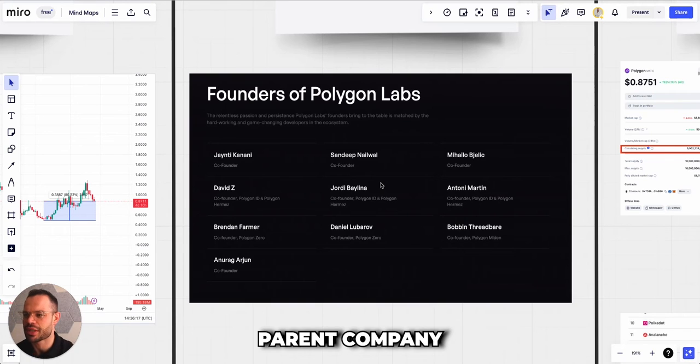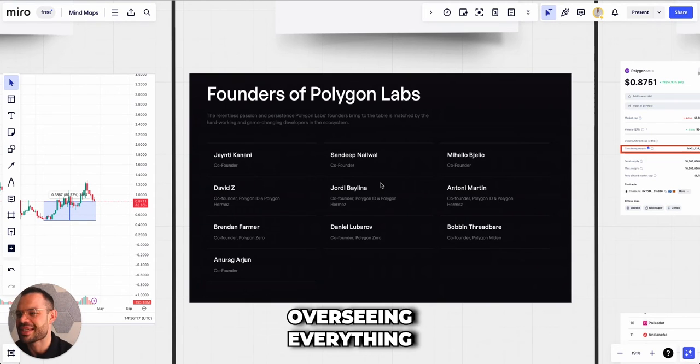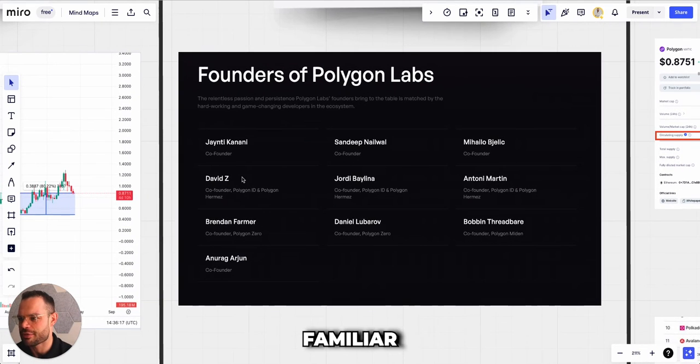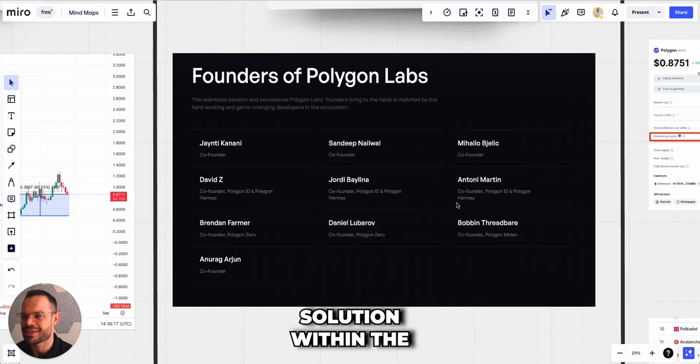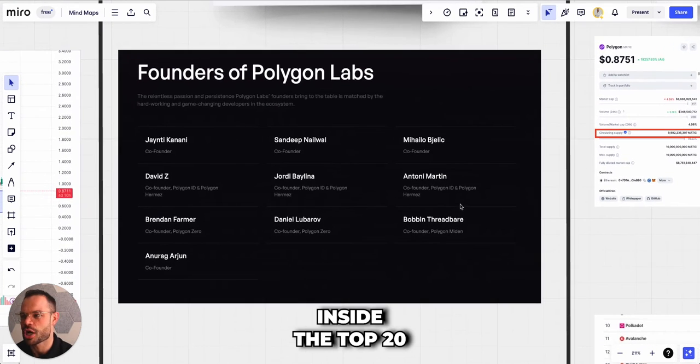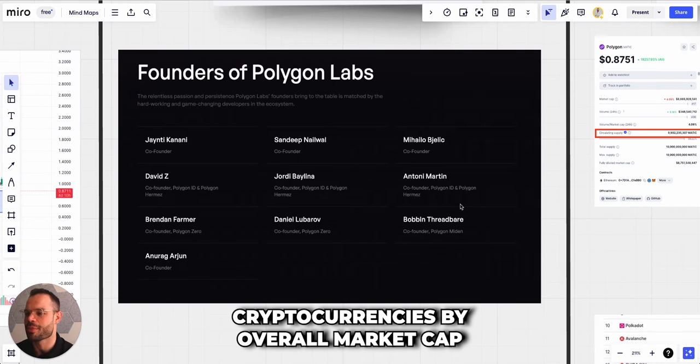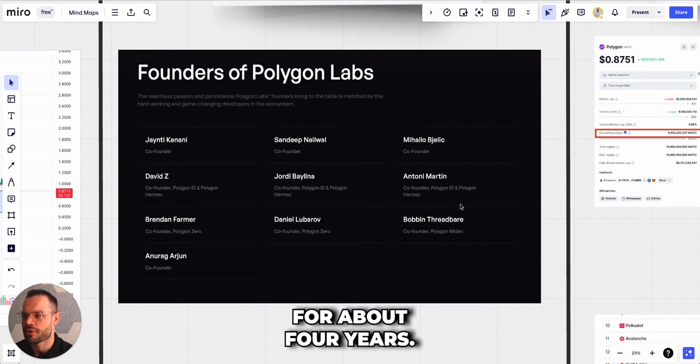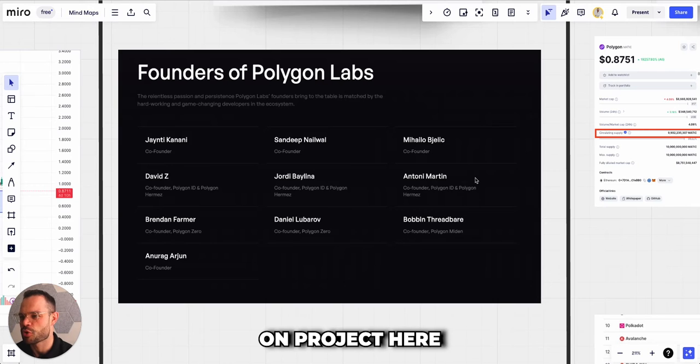Taking a brief look at the team behind Polygon, we have Polygon Labs, which is kind of like the parent company overseeing everything to do with the Polygon network and the MATIC token. I'm not overly familiar with a lot of these people, but they have established themselves as a very robust sidechain solution within the Ethereum ecosystem. Polygon is currently sitting inside the top 20 cryptocurrencies by overall market cap, and it's been around now for about 4 years. So we have a pretty established sidechain and project here with a lot of intelligent people behind it.